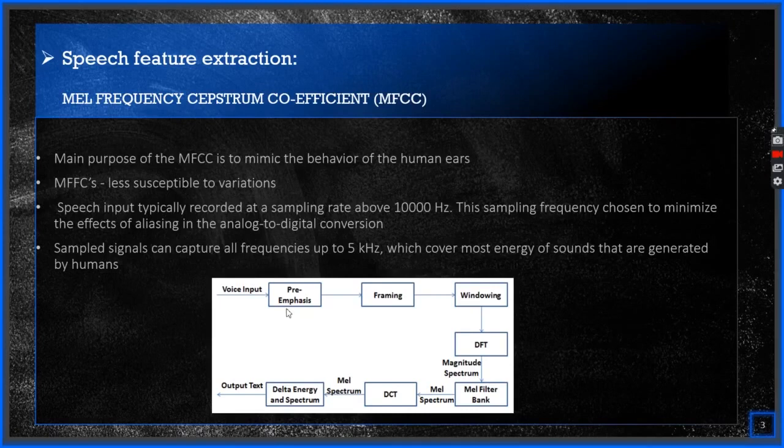Here we can see the process of computing the MFCC. First we pre-emphasize, later we do framing and then windowing, and then the discrete Fourier transform. After that we apply the Mel filter bank and then the discrete cosine transform.